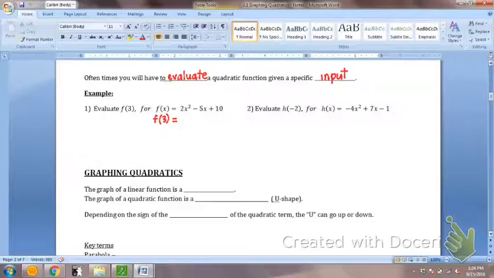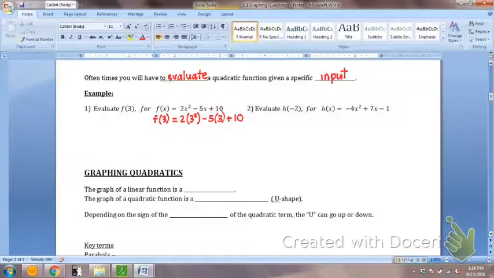So that means in my equation, instead of an x, I'm going to write what? 3. So this should be 2 times 3 squared. And I'm going to put that squared inside the parentheses because it's the x that's being squared, not the 2. Minus 5 times 3 plus 10. Now, we don't do anything with the left side of the equation. We're just going to do work on the right side.